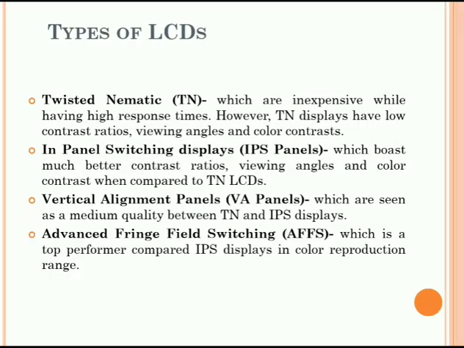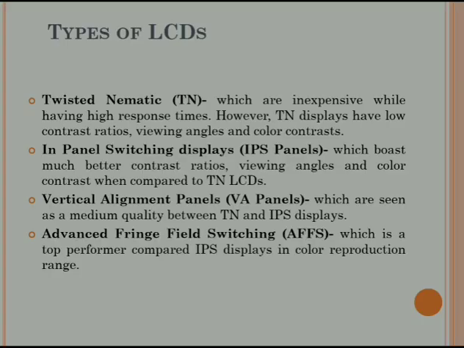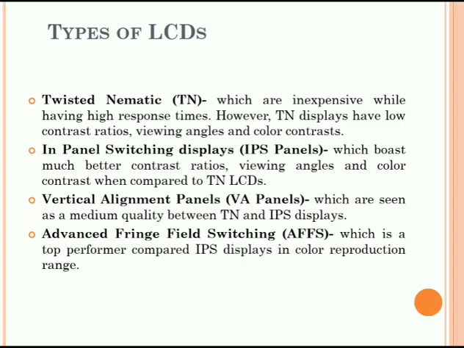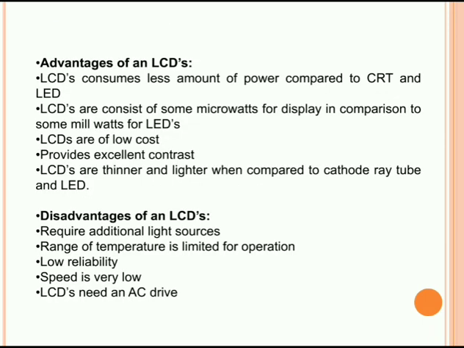Next one is in-plane switching displays, IPS panels, which boast much better contrast ratios, viewing angles and color contrast when compared to TN. Next one is vertical alignment panels, VA panels, which are seen as a medium quality between TN and IPS displays. Advanced fringe field switching, AFFS, is one of the types of LCDs, which is a top performer compared to IPS displays in color reproduction range. These are the types of LCDs. Now let's see the advantages of LCDs.